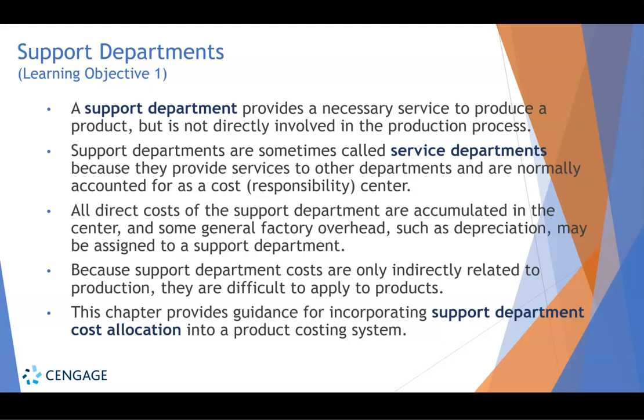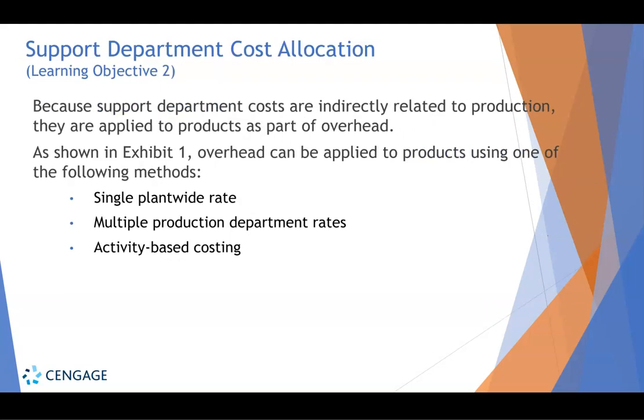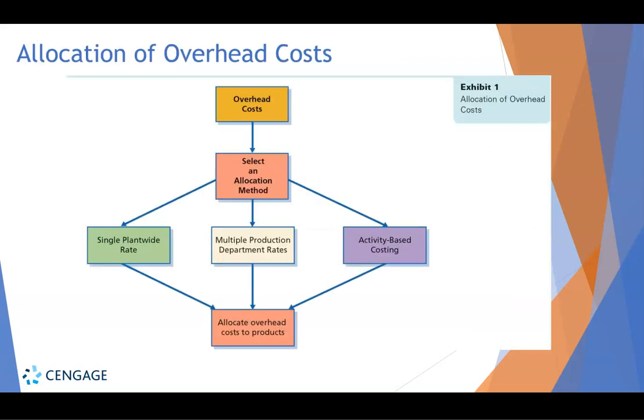Because these departments are just indirectly related to the production, it's hard to apply these costs to products. So we're going to talk this week about how we allocate those costs into the product costing system. Since they're indirectly related to production, they're applied to the products as part of overhead. As we're going to see, overhead can be applied to products using several different methods.